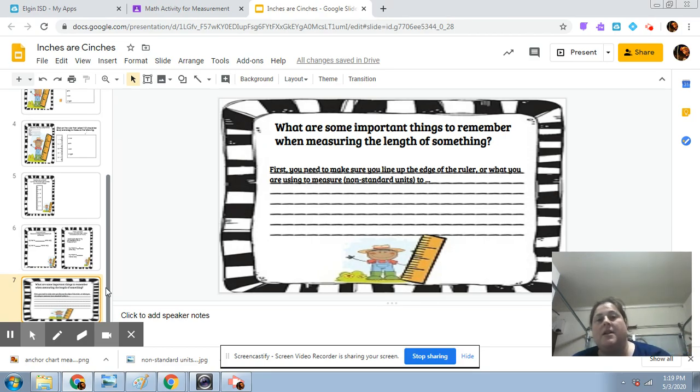I started the sentence for you. First, you need to make sure you line up the edge of the ruler or what you're using to measure to the what. What are you measuring to? So that gets you started. You finish it out. If you need more room, you can always add a new slide. It should let you do that because this is a copy for you. And if it doesn't, then just let me know. And then you can write it on paper and just take a picture of the rest of it.